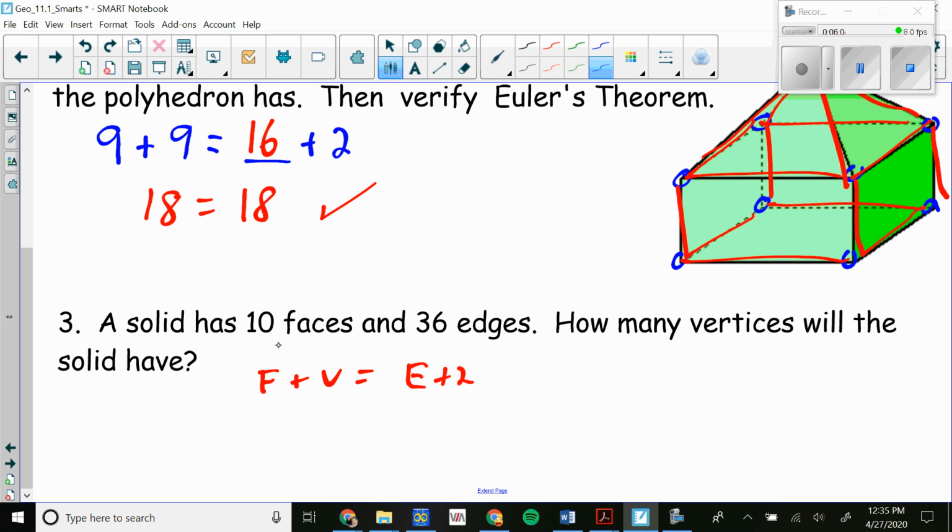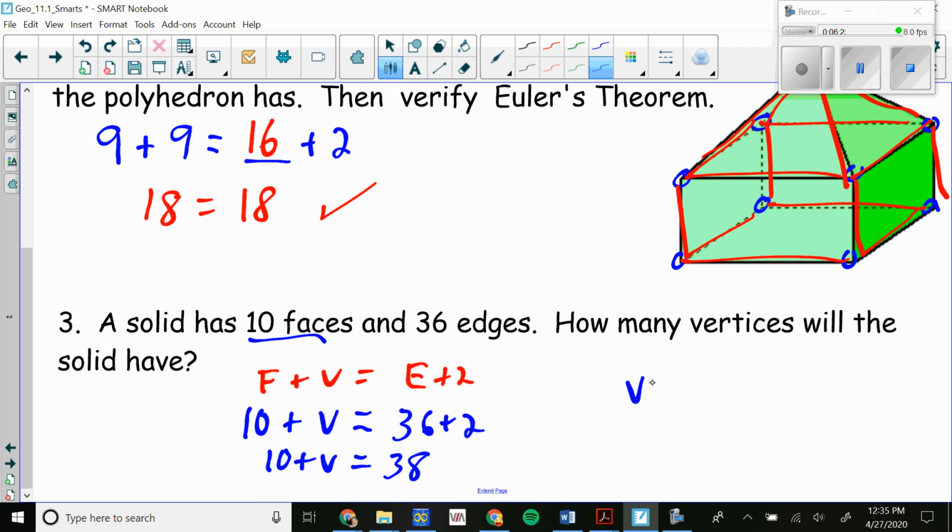All right, so let's see if we can fill in what we know. 10 faces, plus we don't know the number of vertices. I'll keep that as a variable, v. 36 edges plus 2. So we're going to have 10 plus v equals 38. 10 plus what is 38? If I subtract 10 from both sides, the number of vertices would be 28. So this would have 28 vertices.